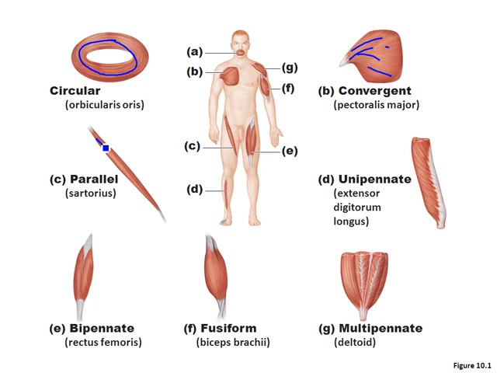They may be parallel, just long and skinny. They may be bipinnate, which means they go in two directions, and actually it looks like a feather. There's one of those in your quadriceps. Almost looks like a feather. Sometimes it looks like there's a bunch of muscles connected. This is called multipinnate. It actually looks like more than one muscle, but it's just one muscle. It's just got different sections.